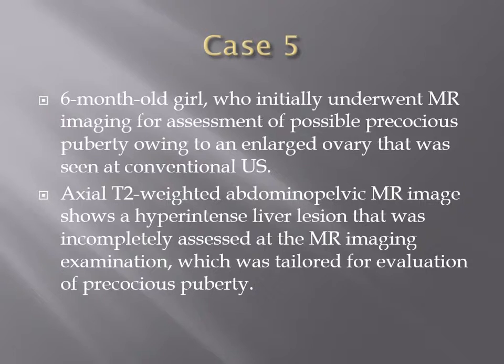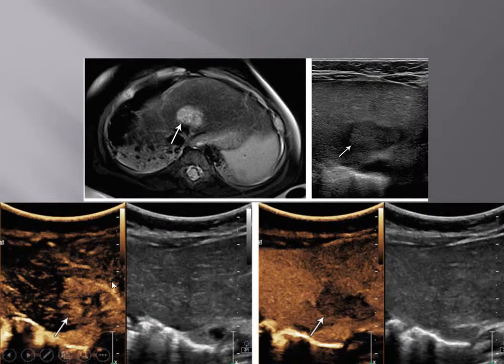Case number 5, a 6-month-old girl. She initially underwent MRI for assessment of precocious puberty. As they do this abdominal or general screen, they send a T2 weighted image. It incidentally showed a hyperintense focal lesion, which was not completely assessed, as it was tailored only for the evaluation of precocious puberty. This was the lesion on T2 weighted image, and when we did ultrasound, it was heterogeneous but predominantly echogenic, and it was ill-defined.